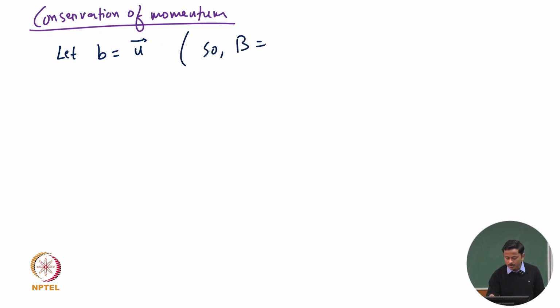In this conservation of momentum, again we'll use the Reynolds transport theorem. Let the intensive property b be equal to the velocity. We can put the intensive property to be anything; we are not bound by any physical law or constraint which puts a restriction on what we can choose b to be. So we choose b to be u, so that capital B is equal to u times m.